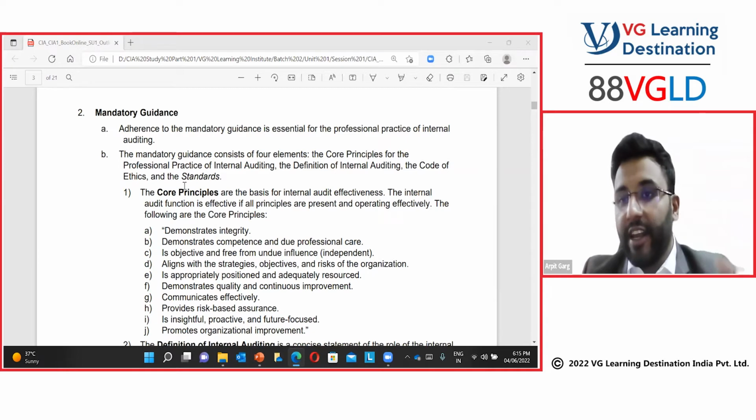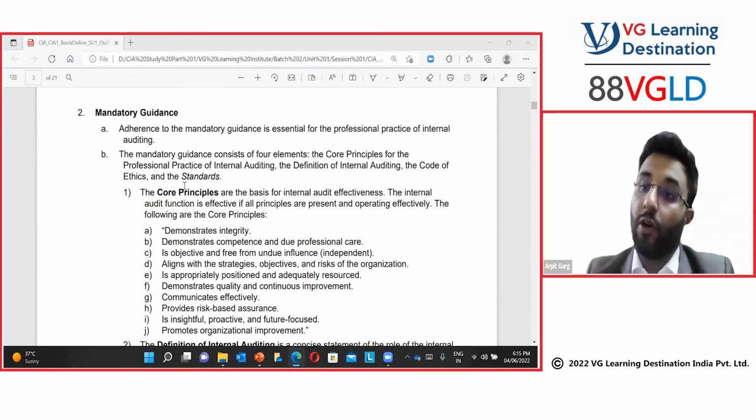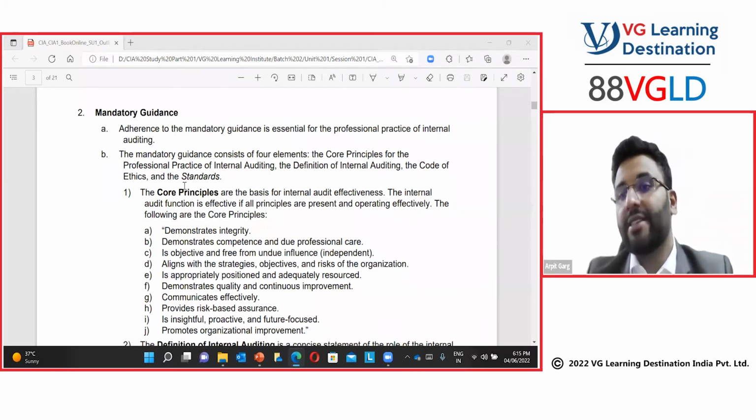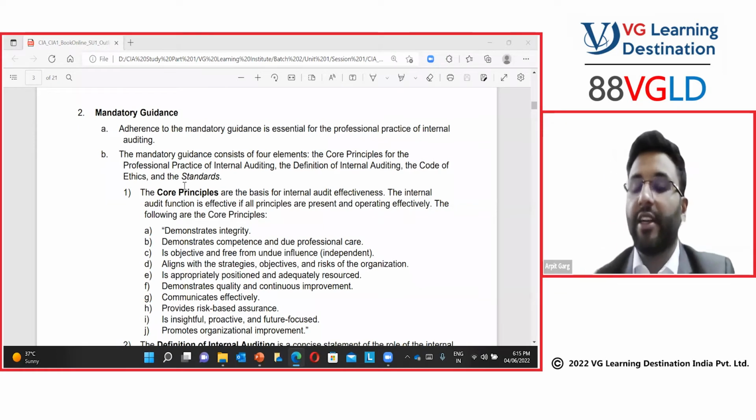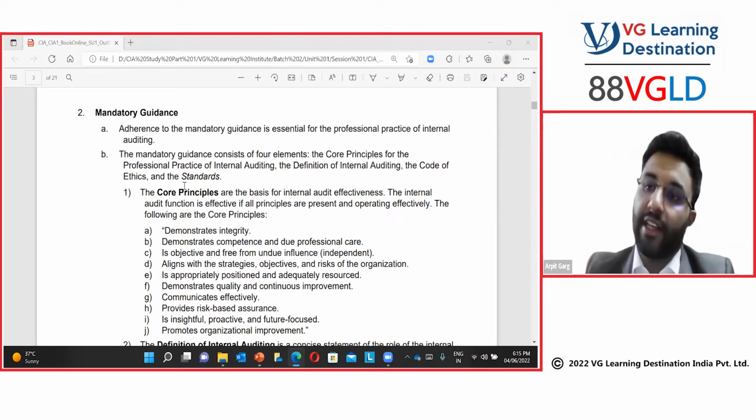Now, one very, very important thing is that whatever is there in the standards and whatever is there in the code of ethics, if you're conforming to standards and code of ethics, we can say that we are complying with core principles as well as the definition of internal auditing. Why? The reason is the definition of internal auditing and the core principles are also embedded in standards and code of ethics. So when we are reading core principles, a lot of the core principles will be coming out of the code of ethics itself.